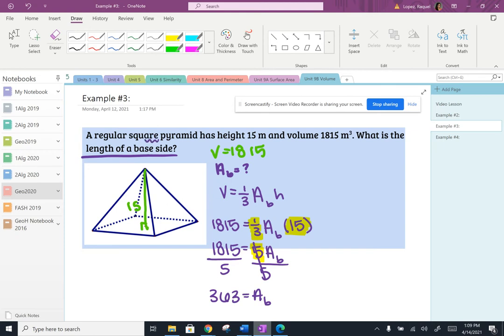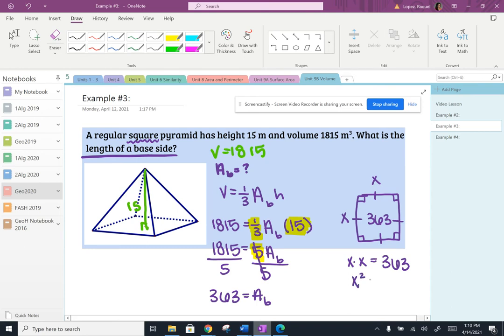I know that the base is a square. So here's a square with all right angles. And the area is 363, which means all of the lengths have to be the same. So I'm going to label the lengths x by x. And I know that if I do x times x, I'm going to get an area of 363. Well, x times x is x squared.